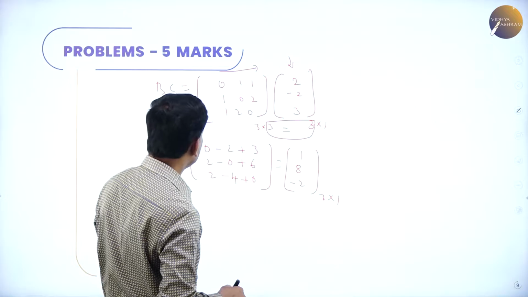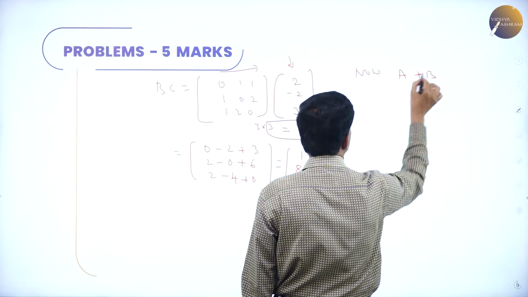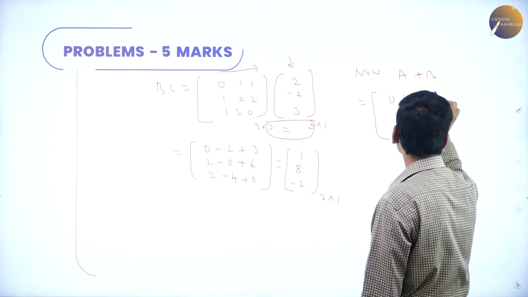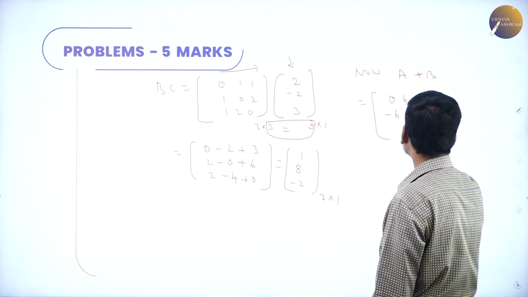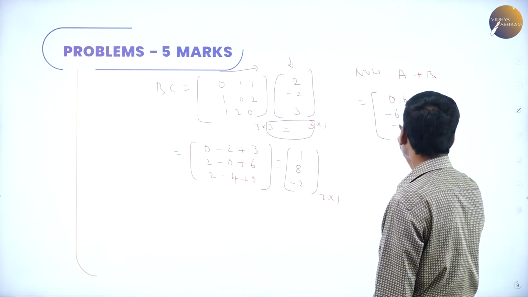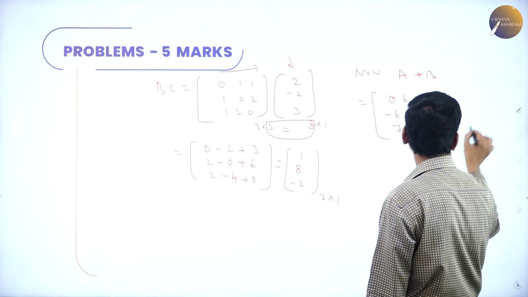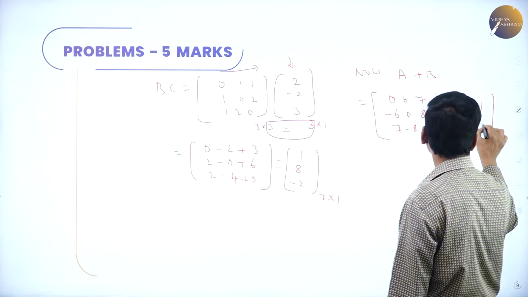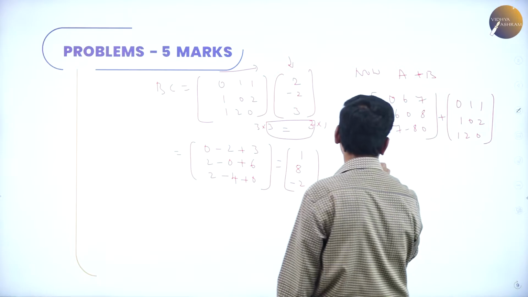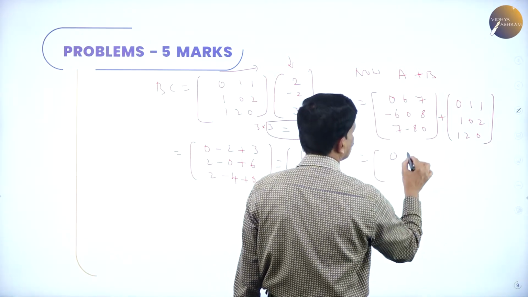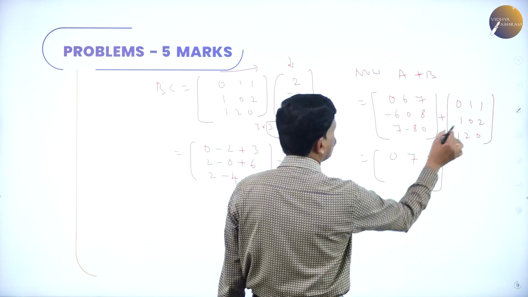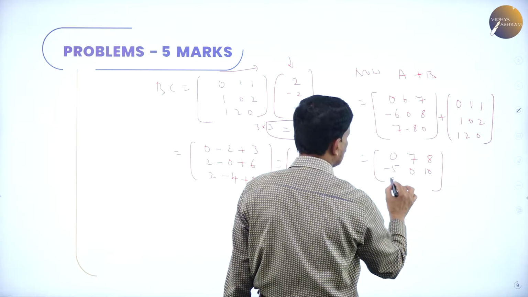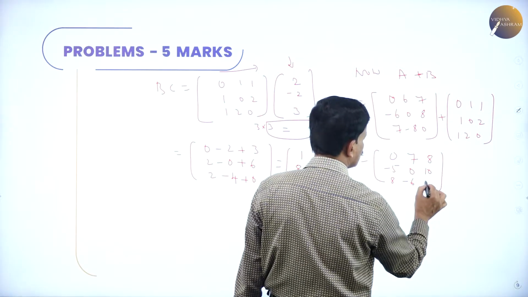Now find out A plus B into C. A plus B. What is A? A is equal to 0 6 7, minus 6 0 8, 7 minus 8 0, plus B. What is B matrix? B matrix is 0 1 1, then 1 0 2, same 1 2 0. Add this. If you add 0, 6 plus 1 is 7, 7 plus 1 is 8, minus 6 plus 1 is minus 5, 0, 8 plus 2 is 10, 7 plus 1 is 8, minus 8 plus 2 is minus 6, 0 plus 0 is 0.